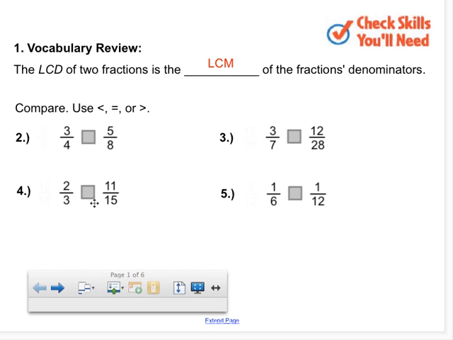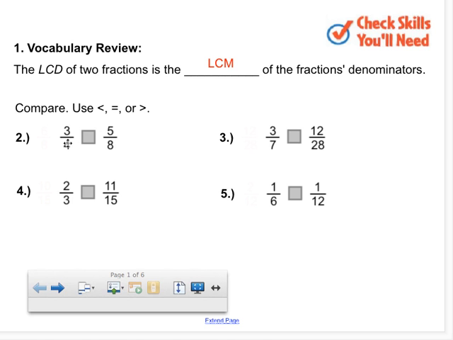Who's got number 2? Laura Bell, what'd you get for number 2? You got 5/8 is greater than 3/4. Can you explain to me how you made that comparison? Because since it has more pieces than it.